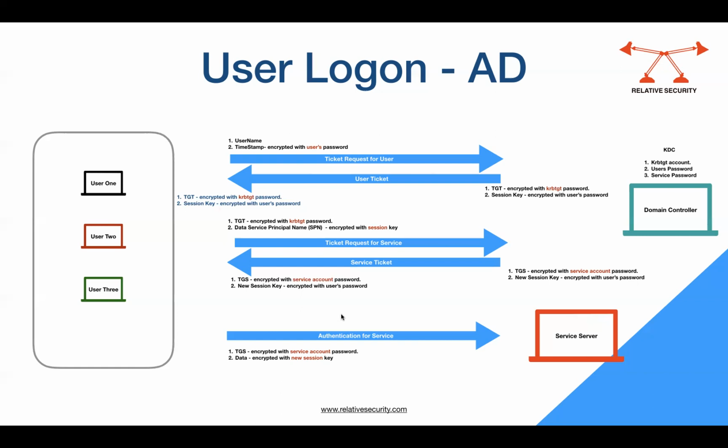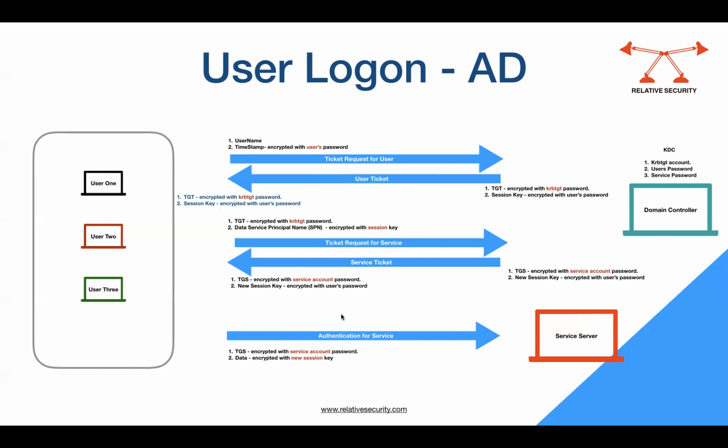So I'll just go through one more time from the start so that it is clear. The first request from the user when he logged into the machine was the username and the timestamp encrypted with the user's long-term key or the password. For simplicity, I will just use the password now. It goes to the domain controller. The domain controller identifies the username. Yes, I have the username, I have the long-term key. And for the first time, it takes out the long-term key and uses it to decrypt the timestamp, checks the timestamp. Yes, the timestamp is fine.